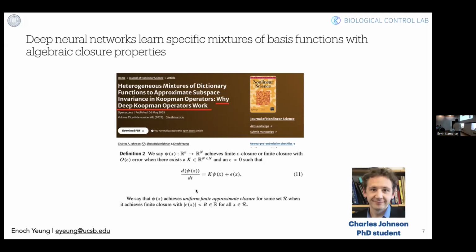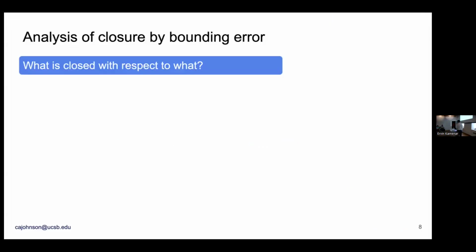And we say that psi achieves uniform finite approximate closure for some set R when it achieves finite closure with a bound on that error, this approximation error, that is true for all x in that R. All right. And that's the ideal. That's what we want, to be able to have a collection of dictionary functions and a bound on that error. So analysis of closure by bounding error, or by trying to figure out how big this error is going to be, is a really important way to approach this problem.